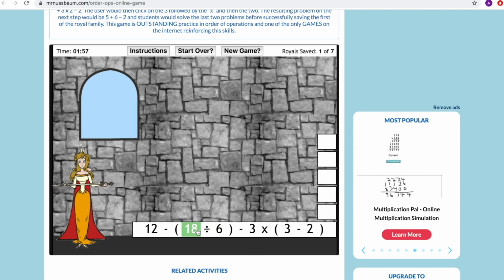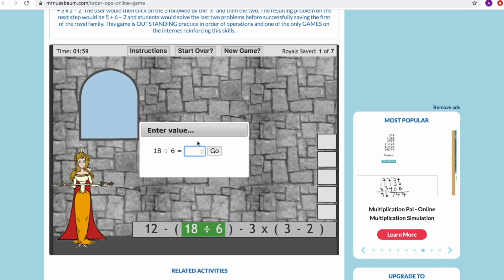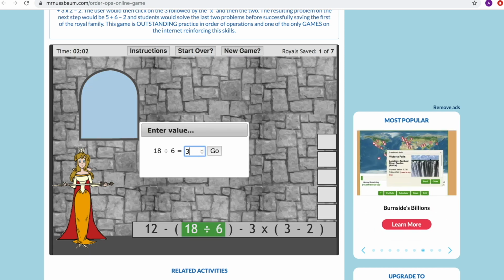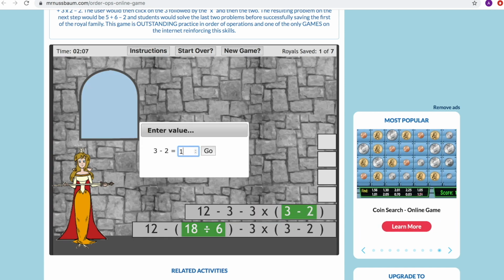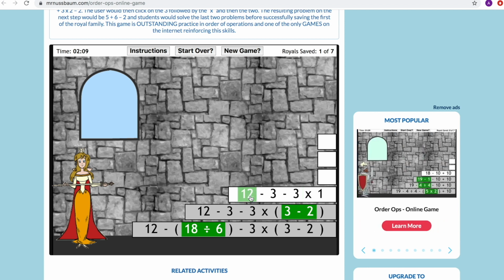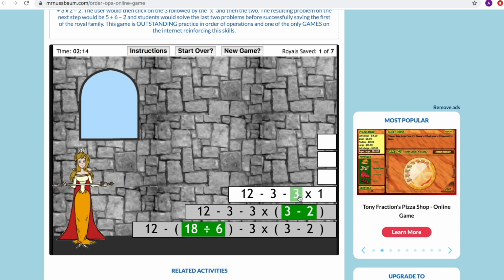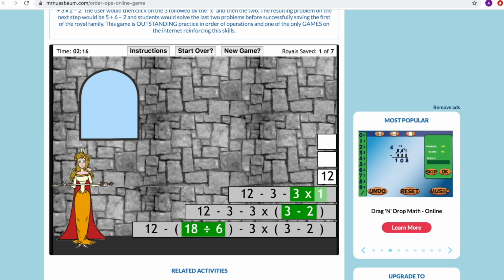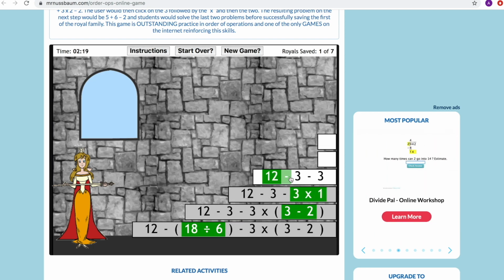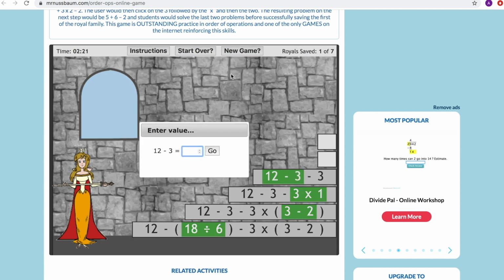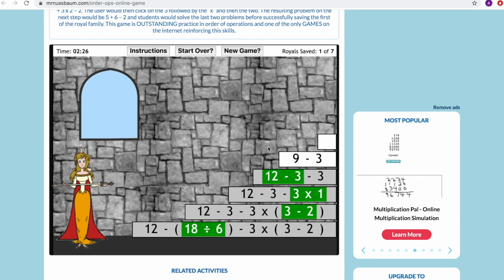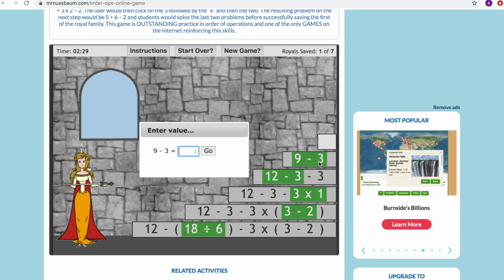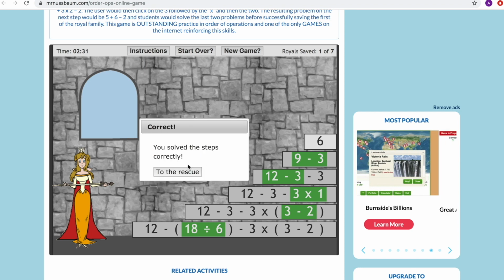Again, parentheses, we see those first. 18 divided by 6 is 3. I see another set of parentheses here. 3 minus 2 is 1. Now I see subtraction, but we have to multiply or divide in order of operations first. So I see multiplication. 3 times 1 is 3. Left to right, 12 minus 3 is 9, correct. That math coming into play there. 9 minus 3 is going to be 6. And I've saved my second royal. To the rescue I go.